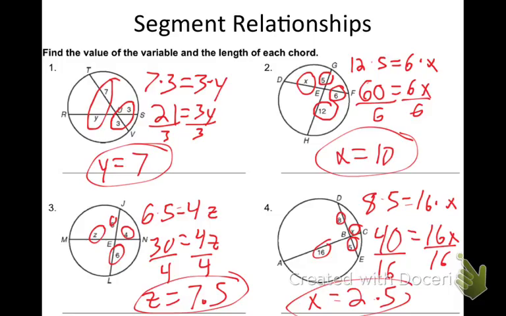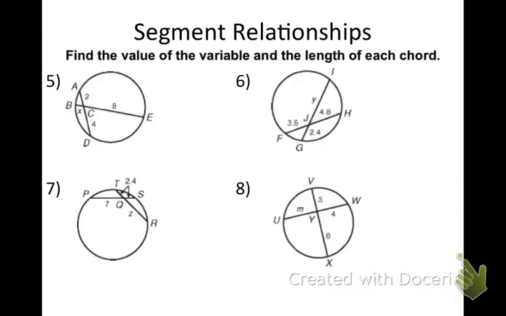Alright. So is the chord-chord product theorem pretty good? I mean, it makes sense, right? Products of them equal each other? Great. Take a couple seconds here and try numbers 5 through 8 as they come up here slowly. There they are. Take a couple seconds to try these 4 on your own.